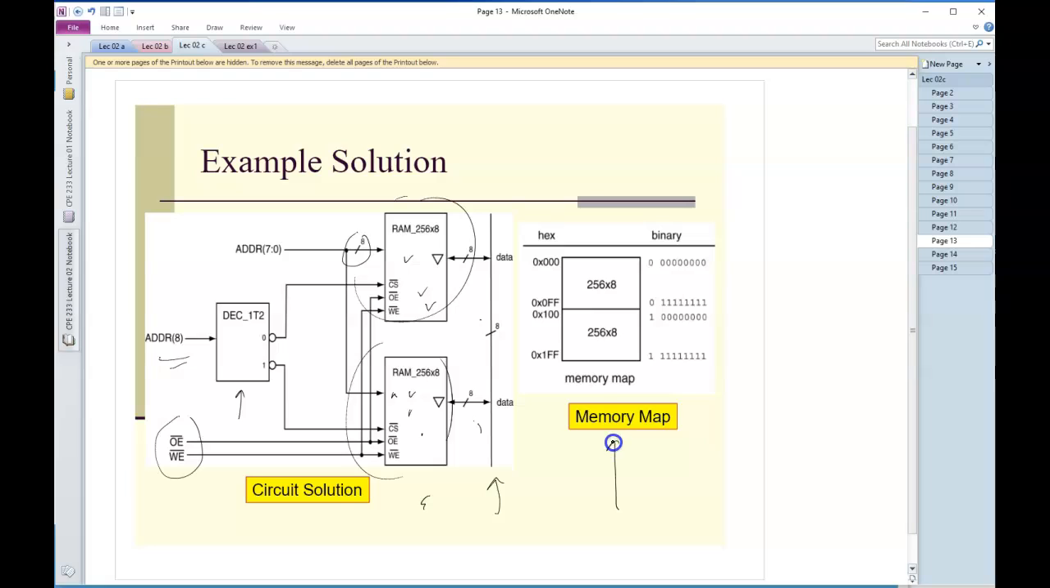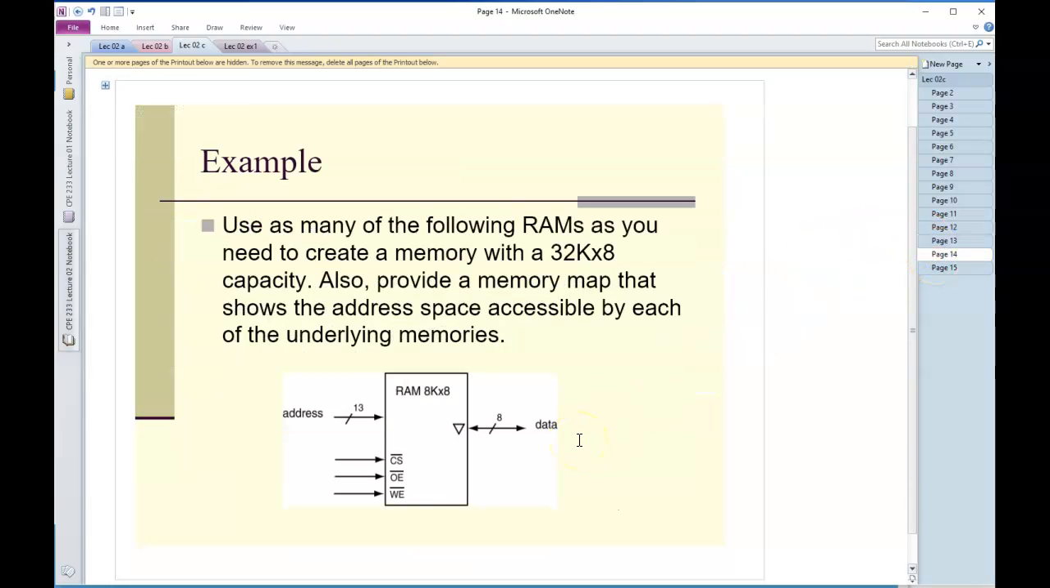So here's the associated memory map. Here's my 8 bits. Each of these are equivalent, from 8 zeros through 8 ones. What makes them different is that the decoder is assigning 0 to this memory and assigning a 1 to this memory, which ensures that both of these RAMs are not driving their data onto the bus simultaneously. I don't want bus contention. So that works great.